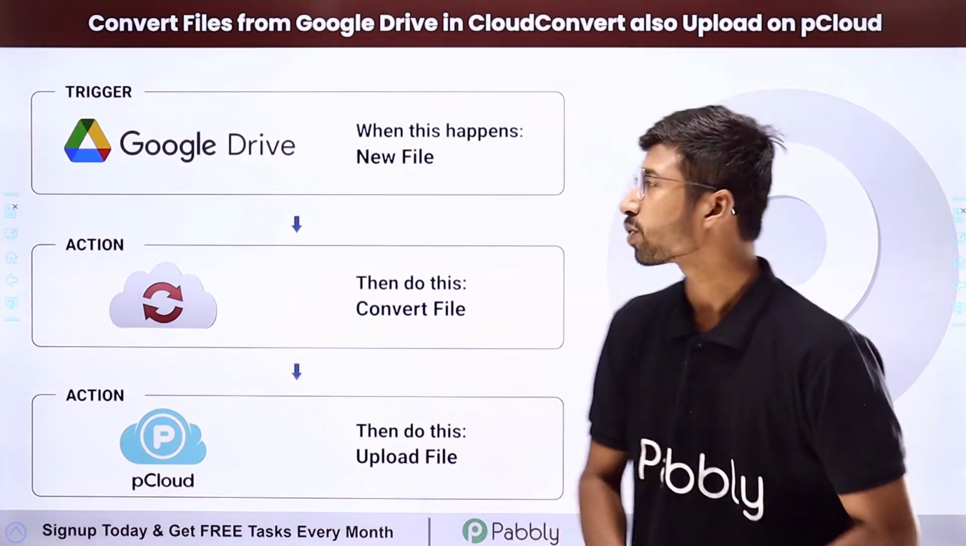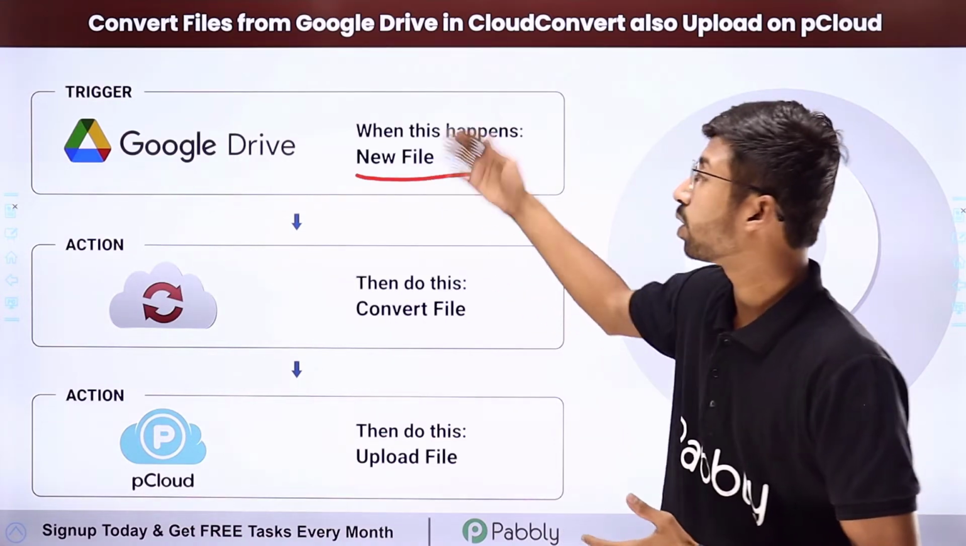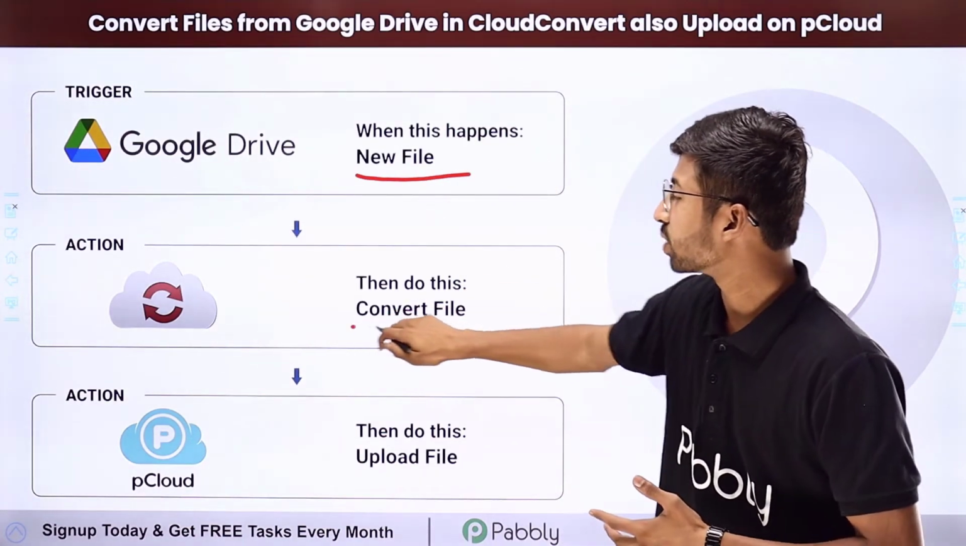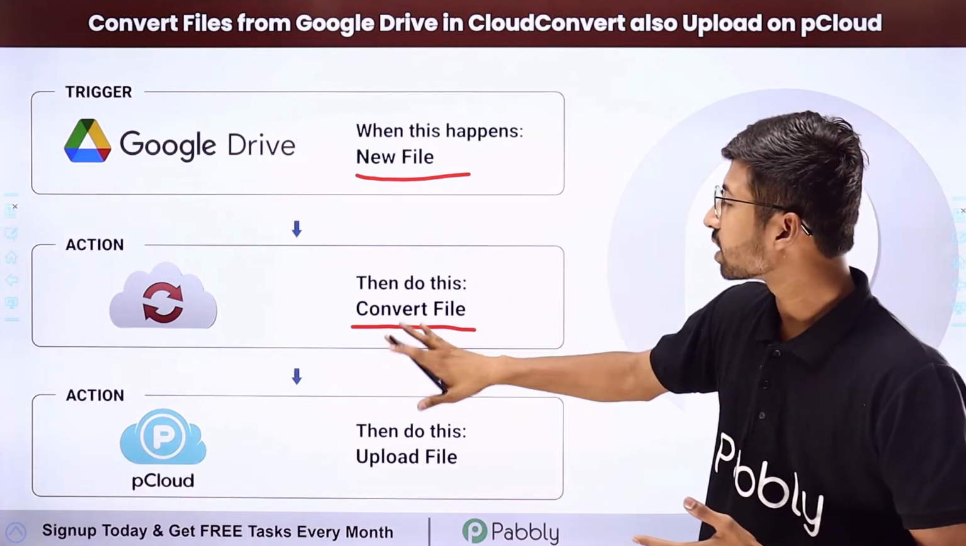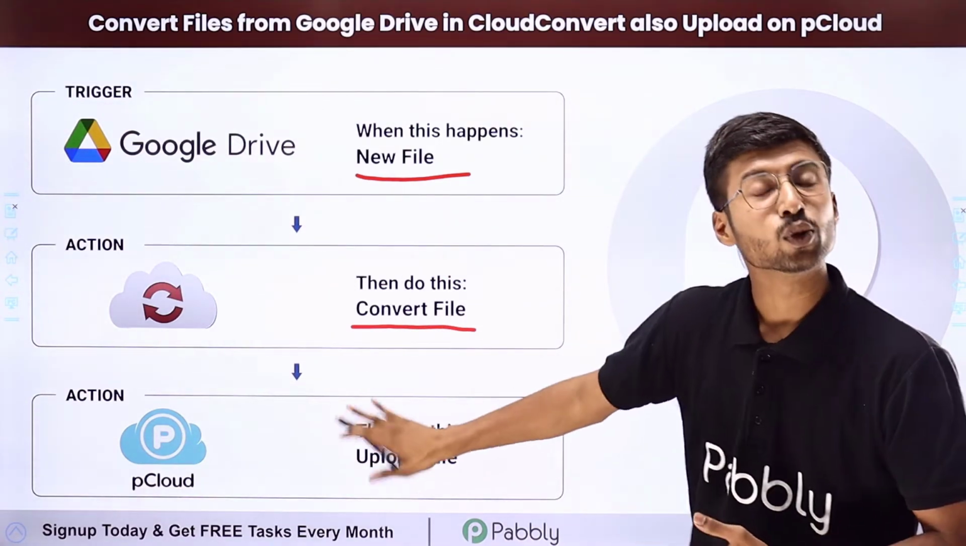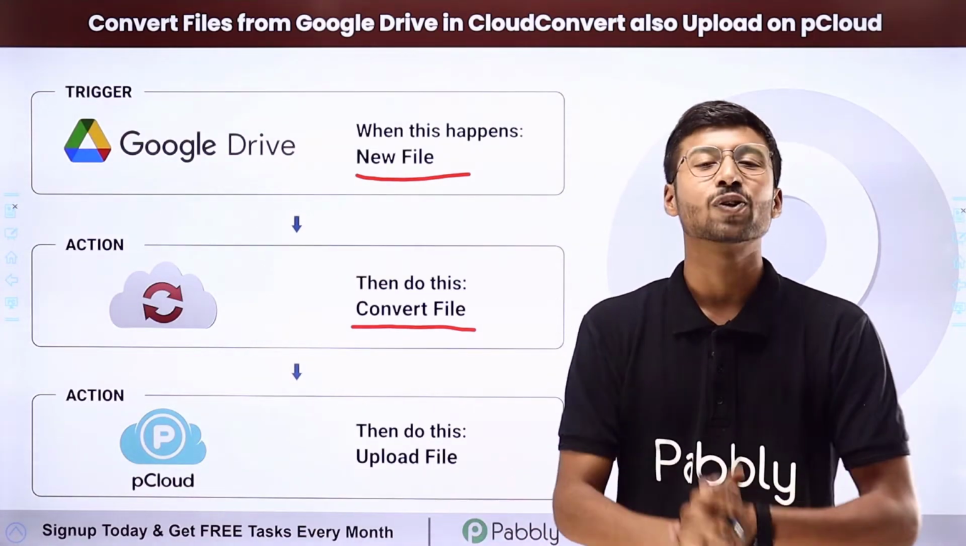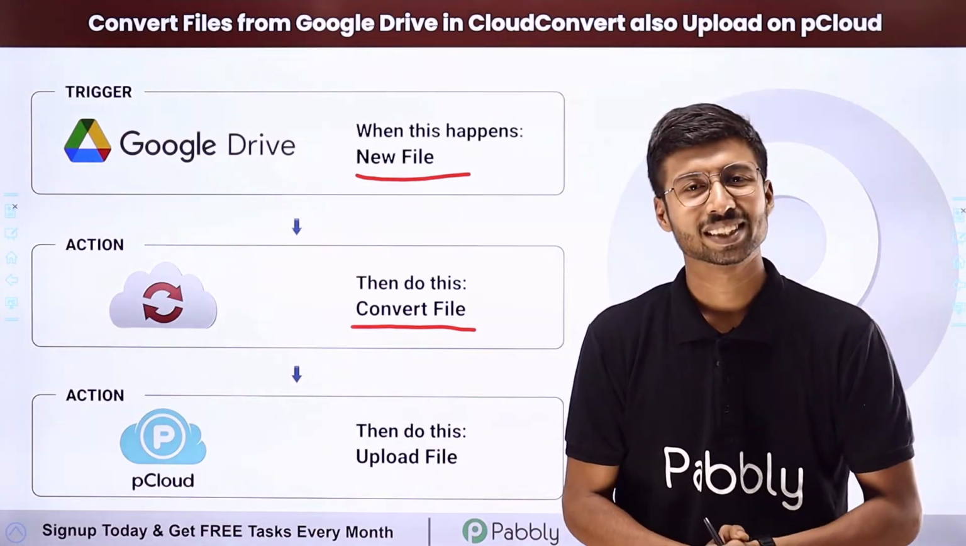Now let me tell you, you can completely automate this process. The trigger of this automation will be uploading a new file on Google Drive. And the action will be converting those newly uploaded files using CloudConvert, and then at last uploading those converted files into your pCloud storage. Now how can you set up this automation? To know this, you have to come with me to my screen.